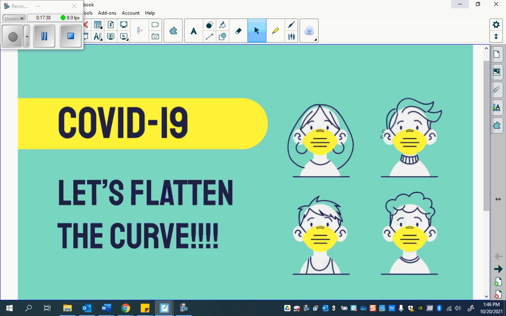So today's project goes like this. We're looking at a lot of curves. If there's one thing that the pandemic has given mathematicians is a slew of graphs to look at, right? So we can talk about COVID-19. Let's flatten the curve.